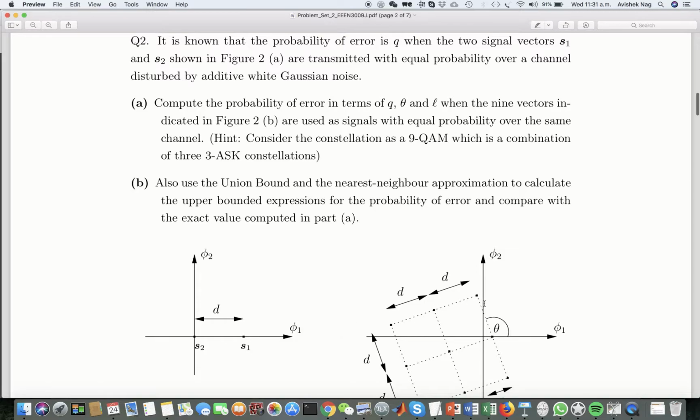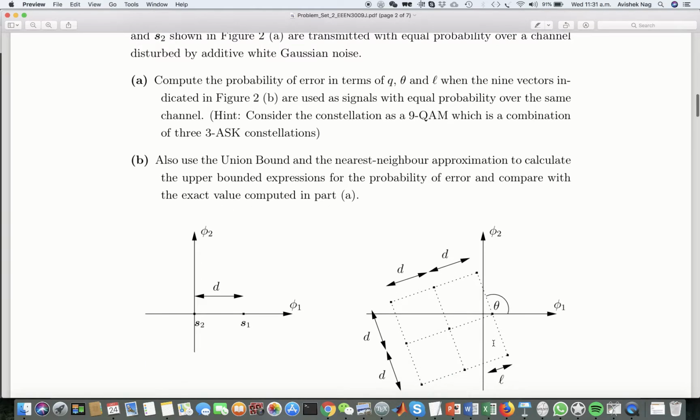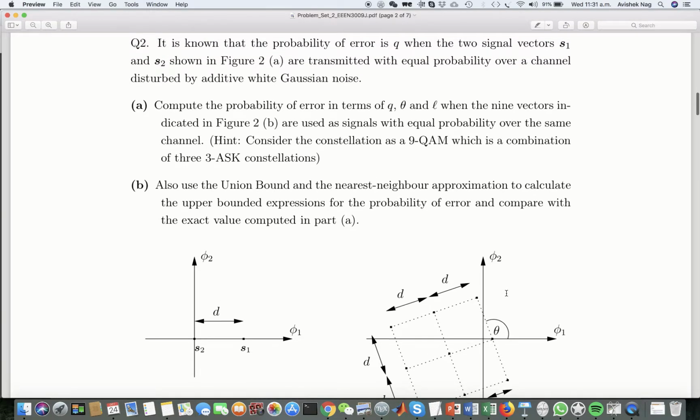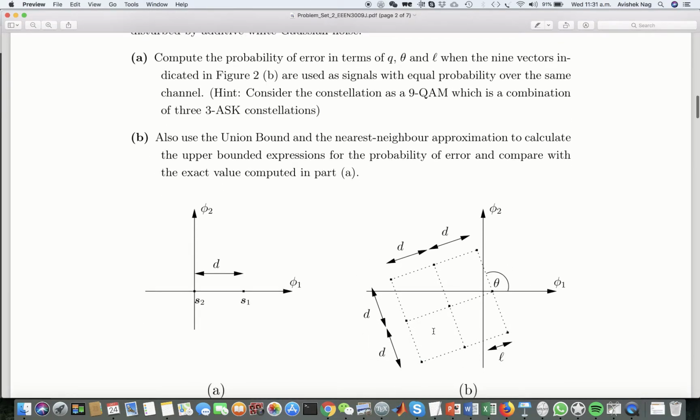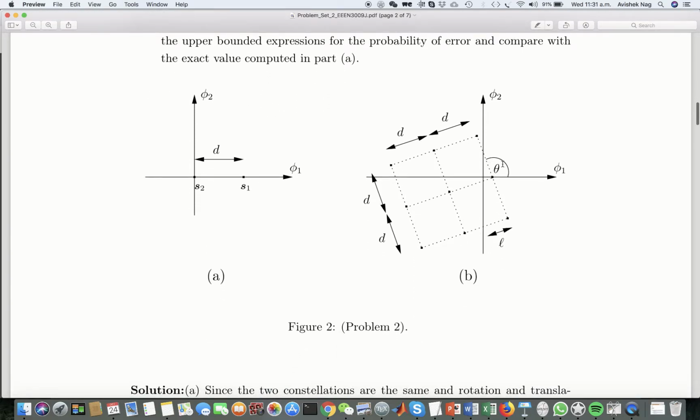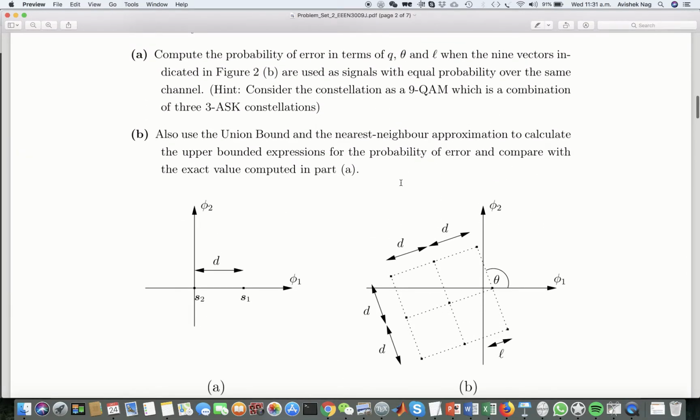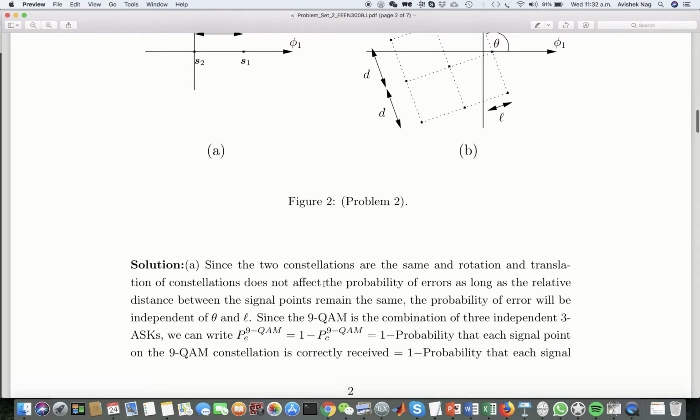And if you have now 9 signals like this which are all D apart, then what will be the probability of error of this constellation? That's what you had to compute. So first thing is that the probability of error doesn't depend on translation and rotation of the axis. So this theta and L won't come into the probability of error expression. So it's independent of the rotation and translation of constellations.